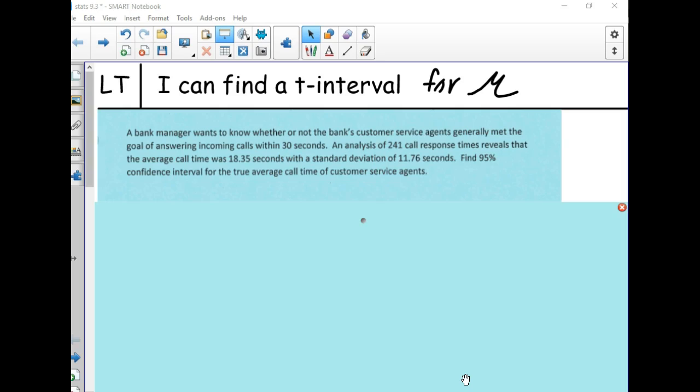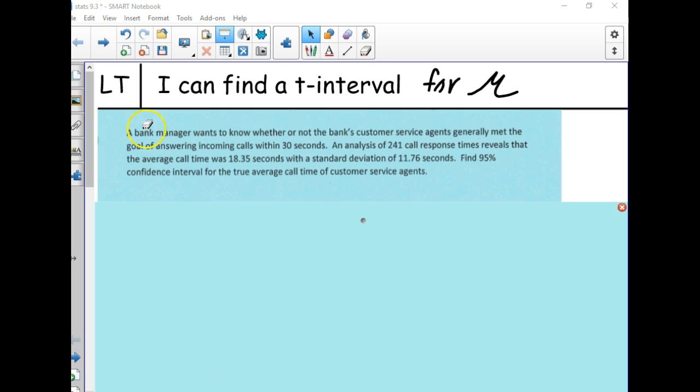So we start initially with this problem about a bank manager. A bank manager wants to know whether or not the bank's customer service agents generally met the goal of answering incoming calls within 30 seconds. An analysis of 241 call response times reveals that the average call time was 18.35 seconds with a standard deviation of 11.76 seconds. Find a 95% confidence interval for the true average call time of customer service agents.